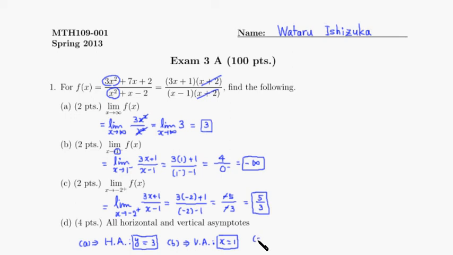And part C tells you that since the limit as x approaches negative 2 does not go to either positive infinity or negative infinity, x equals negative 2 is not a vertical asymptote. So we have the horizontal asymptote y equals 3, and the vertical asymptote x equals 1. That's it. I hope that this was clear.